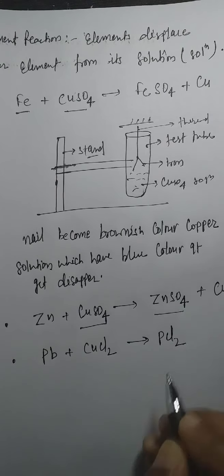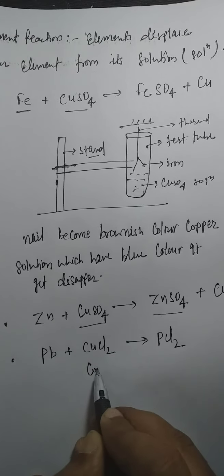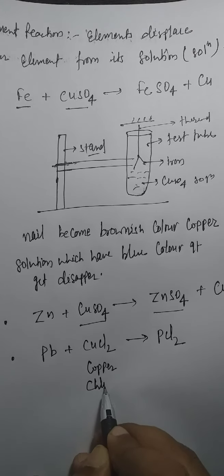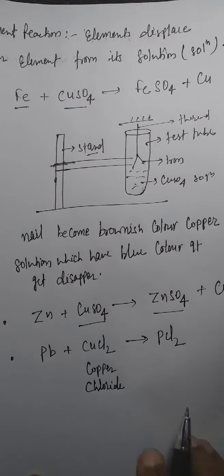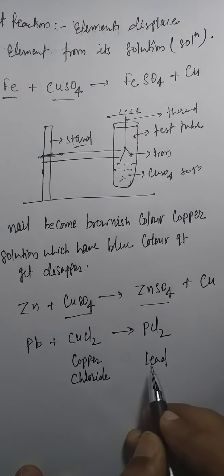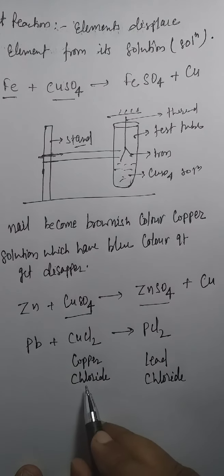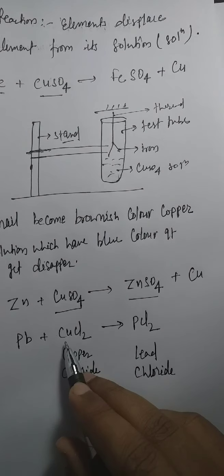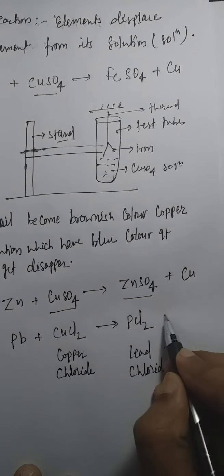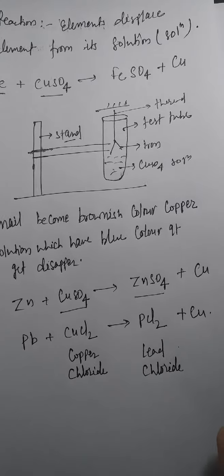Now another compound: Pb reacts with CuCl2. This is called copper chloride. Memorize all the names which we have discussed. There are many names in this reaction, and it gives you a little higher educational idea of what kind of compounds we are studying here. After the reaction, copper is displaced by Pb, so it will form lead chloride plus copper. This is also an example of displacement reaction.